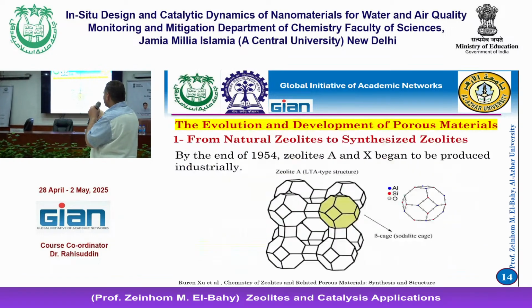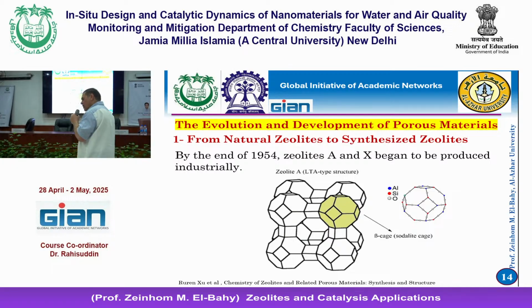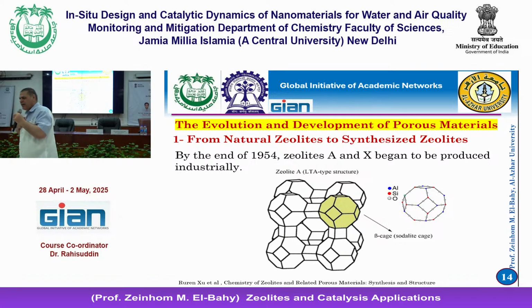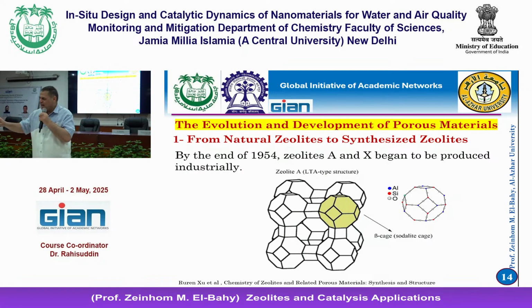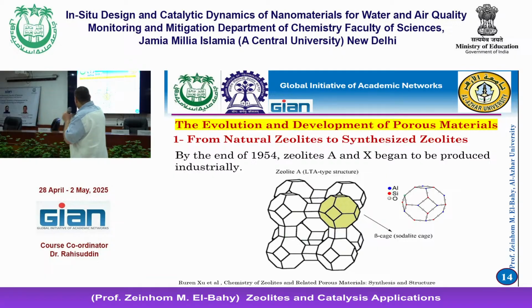This is how they characterized these zeolites. This is zeolite A. Each one of these zeolites has a special fingerprint. These fingerprints, if it is zeolite A, will be like this. Zeolite Y will also be like this, but a little bit different. Zeolite X will be like this, like cages. This is a cage, okay?